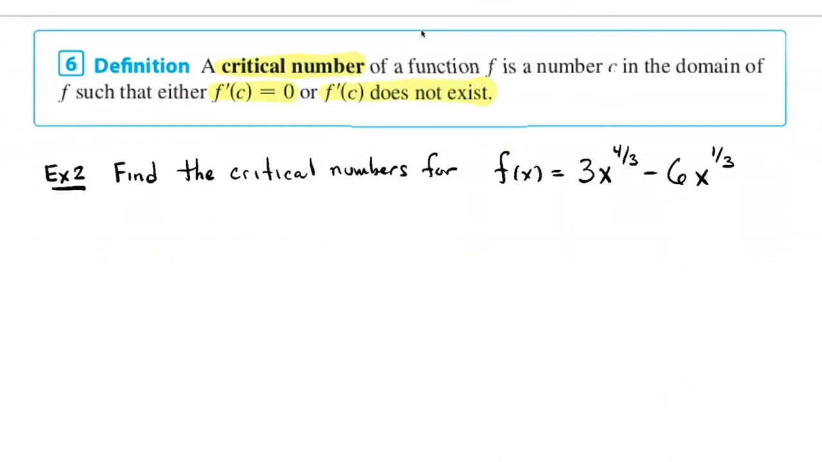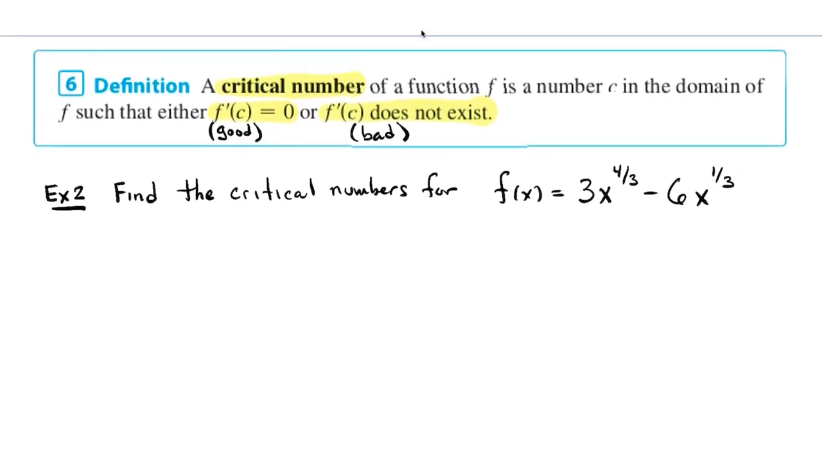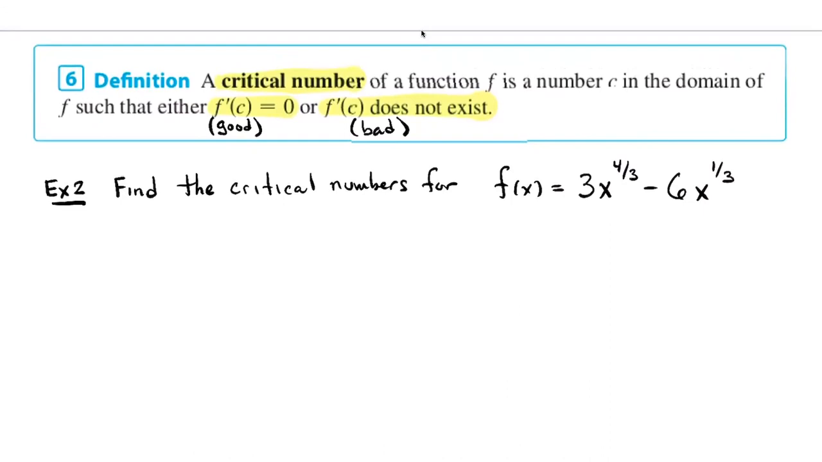Most people don't do this, but I do. I call the first kind good critical numbers. They make the derivative 0. I call the second kind bad critical numbers. I know it's judgmental. I shouldn't do it. But critical numbers come in two flavors, good and bad. Good critical numbers make the derivative 0. Bad critical numbers, the derivative doesn't exist. And Fermat's theorem is basically telling us if you're going to go looking for extrema of functions, you should look at the critical numbers.